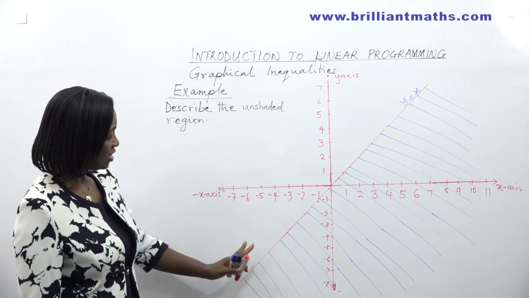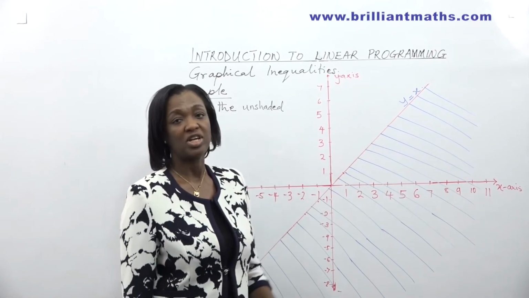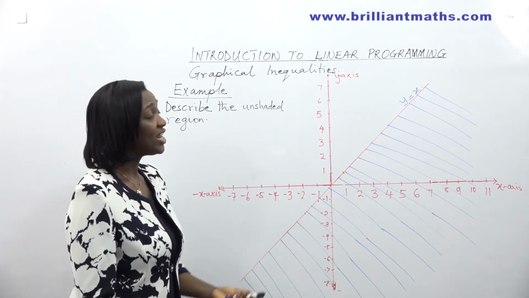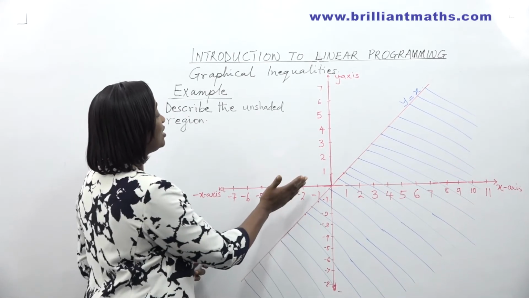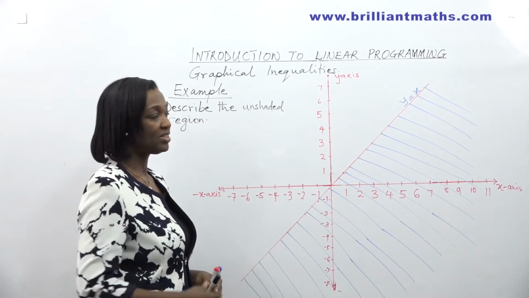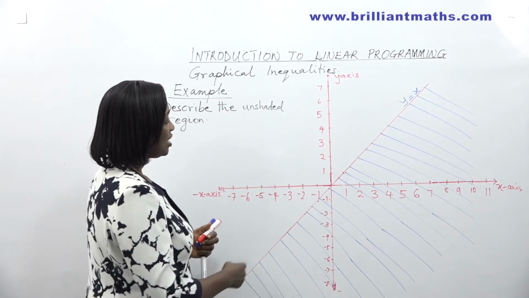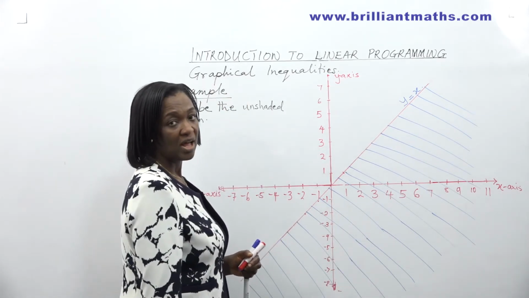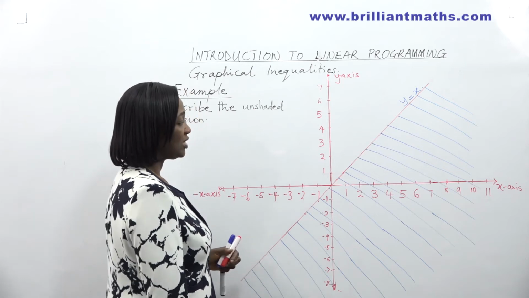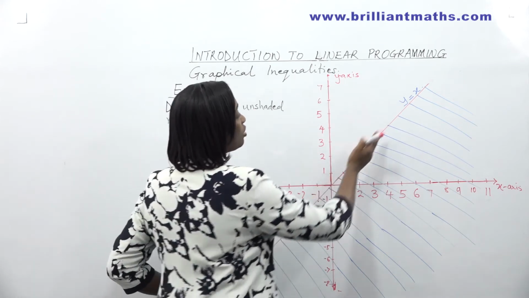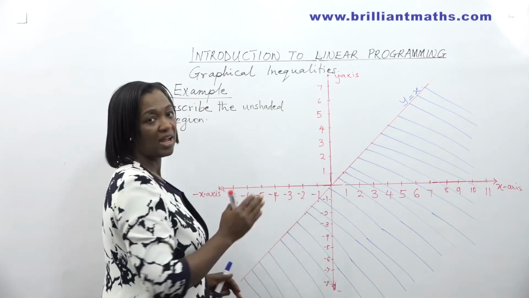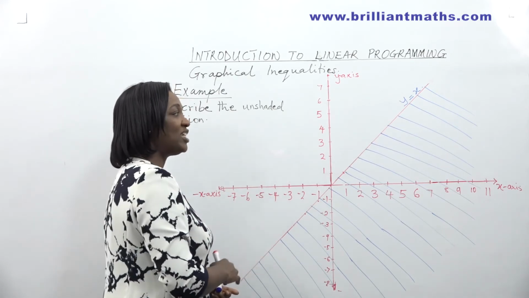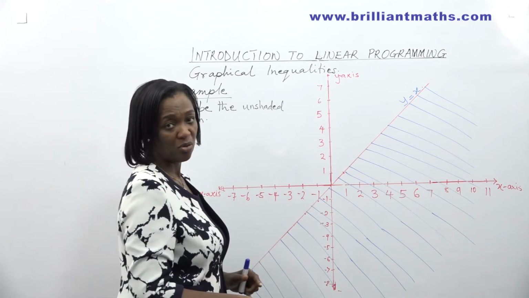And then the region under the line has been shaded, and we are told to describe the unshaded region, or find the inequality that satisfies the unshaded region. How do we find that? Choose points within the shaded region and check if it satisfies it or not. Let's see. This is y equal to x, and it's a solid line. That means that it's not a strict inequality. It will either be greater than or equal to or less than or equal to.